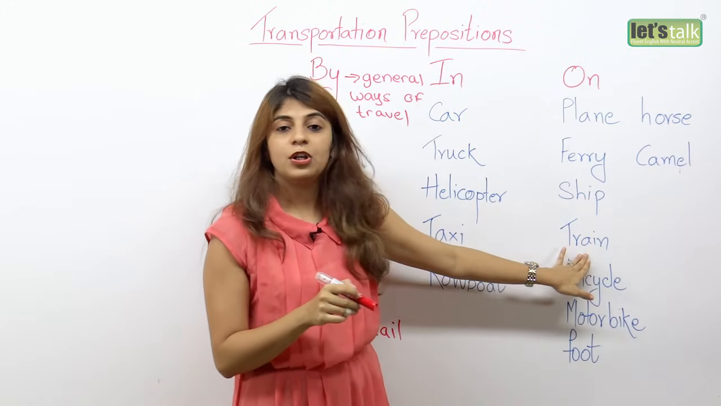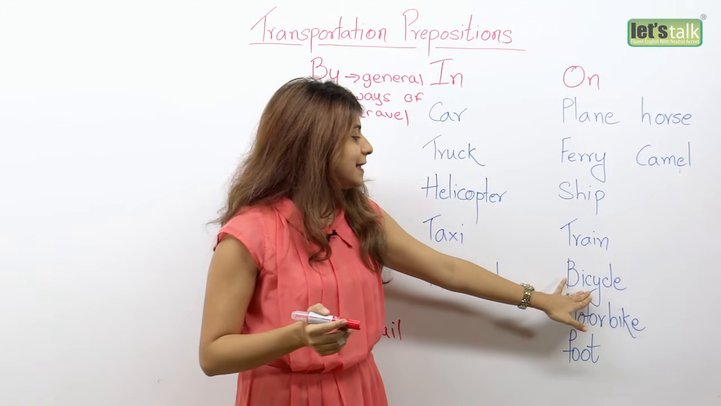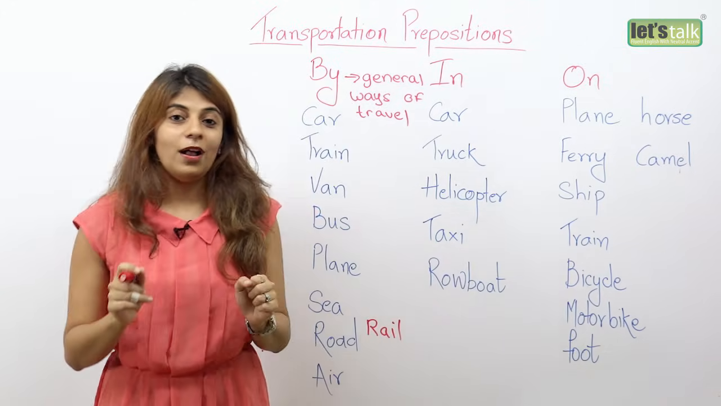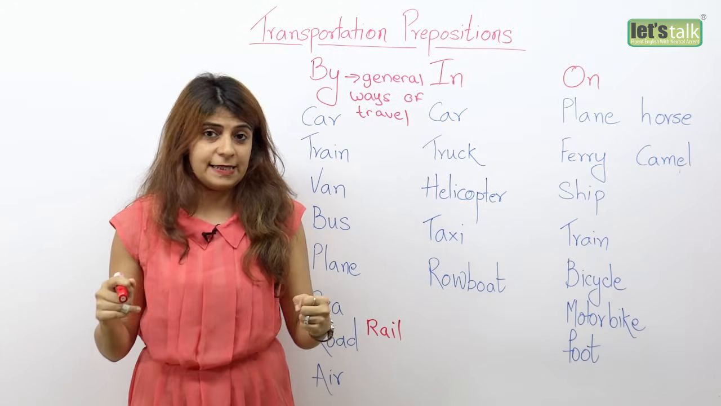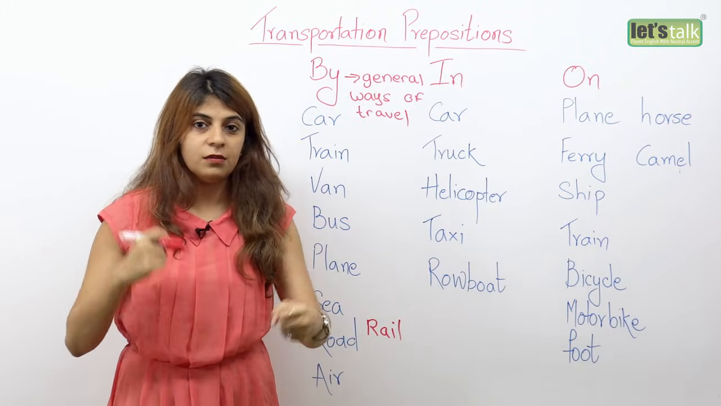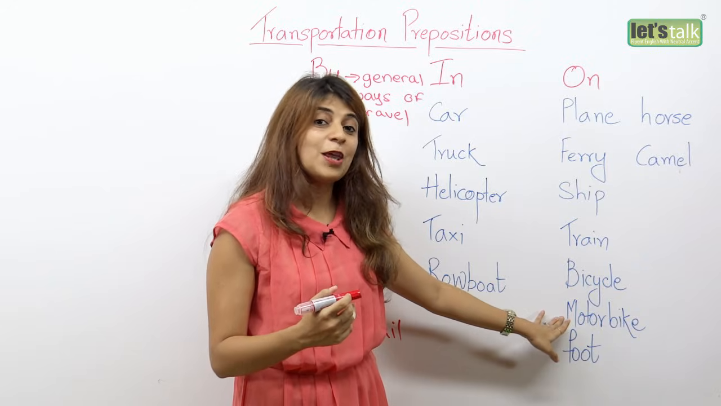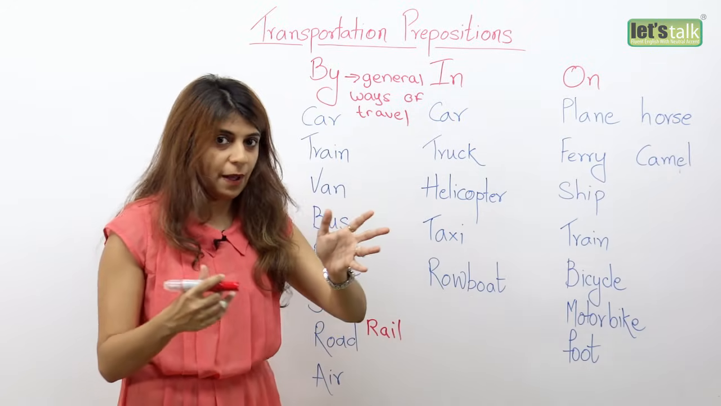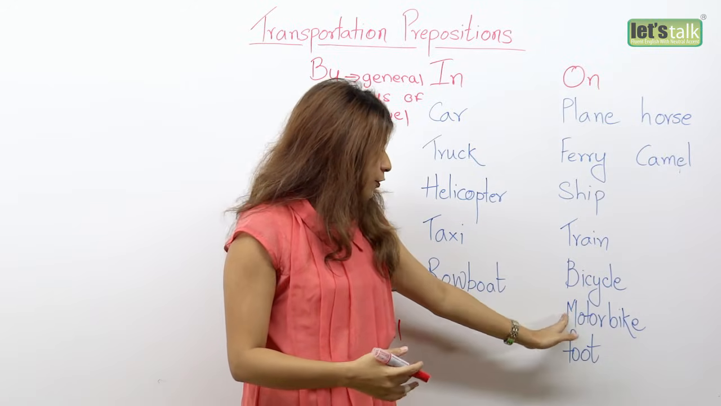On train, oh, I'm on train. I'm on train to New York. On bicycle, yes. Well, when you are riding your bicycle, you are on the bicycle, okay? You are sitting, but you can also stand while riding it. On motorbike, okay, it's going to be on motorbike and not in motorbike because you're not sitting inside somewhere. It's going to be on motorbike.